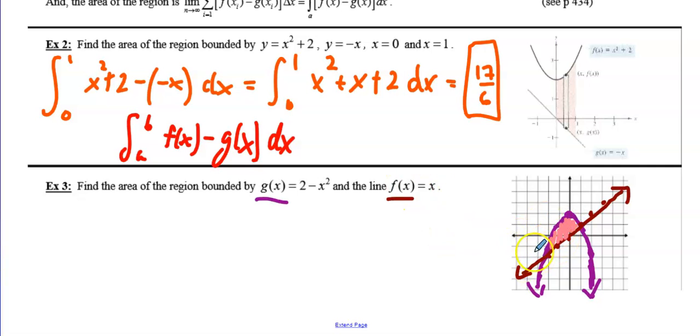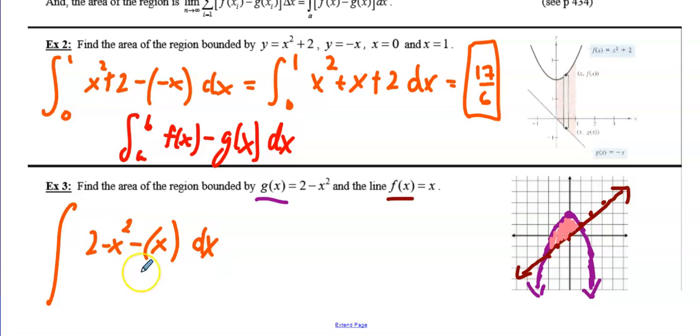So we're going to do exactly what we've been doing in the previous example. We're going to integrate. We're going to take the top function, which is going to be 2 minus x squared, and subtract the bottom function. Even though this is just an x, I always encourage you guys to put parentheses around this because this could be x plus 2, and you want to make sure that you subtract the entire function and not just the first term, and dx. All right, so that's going to be it.